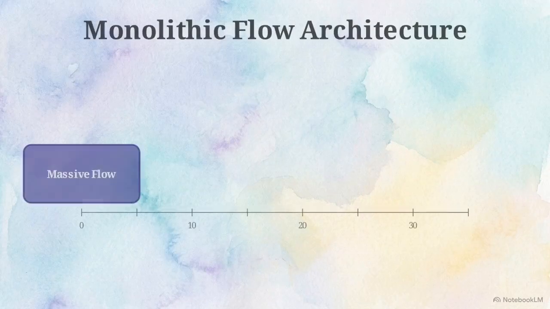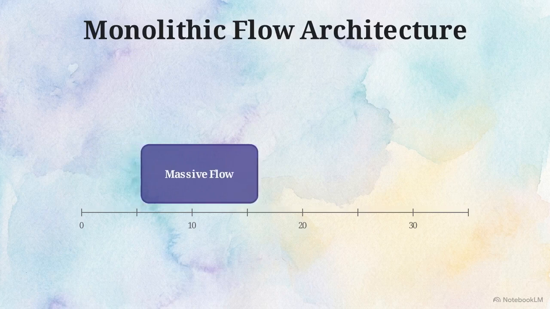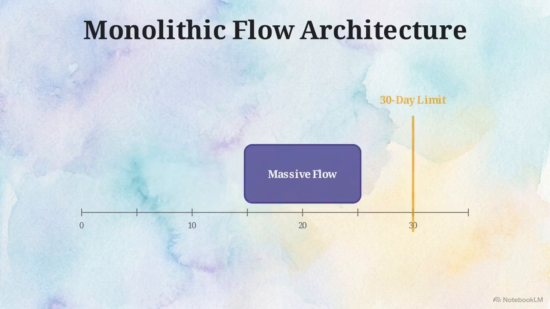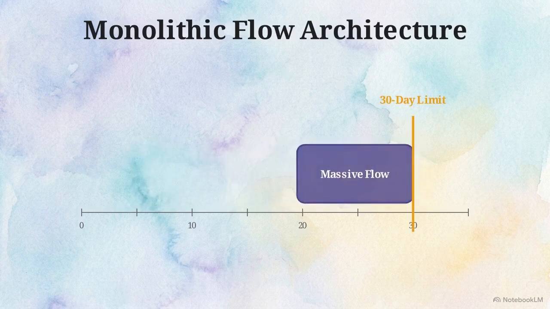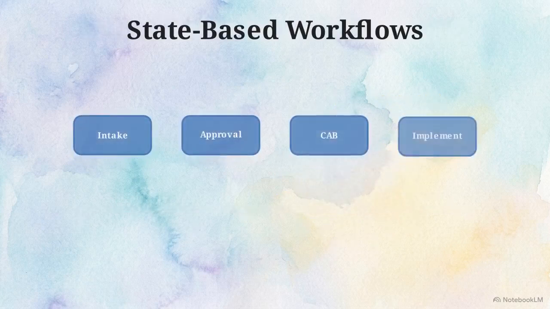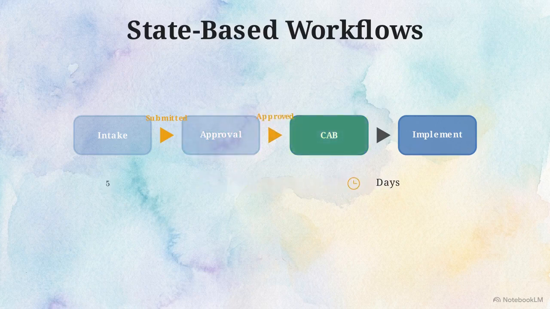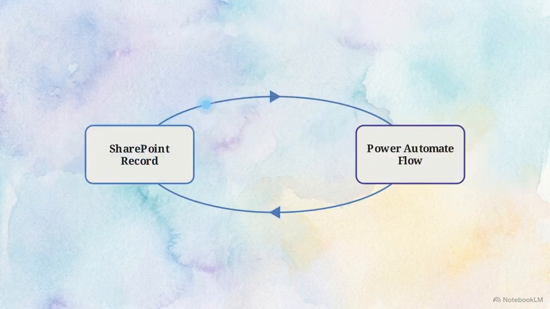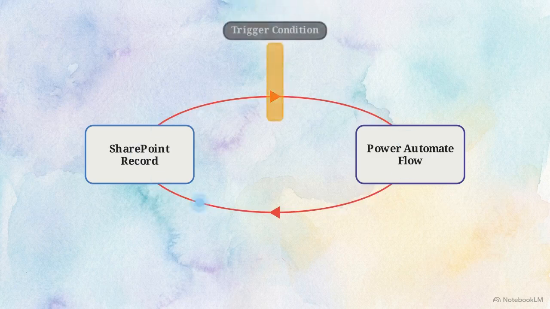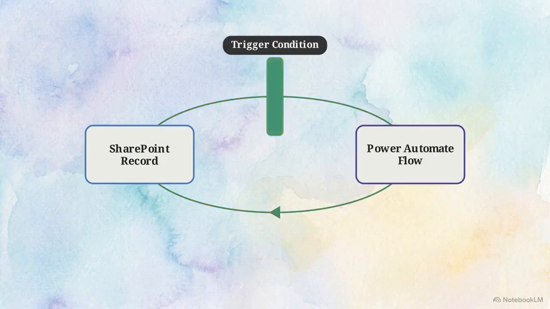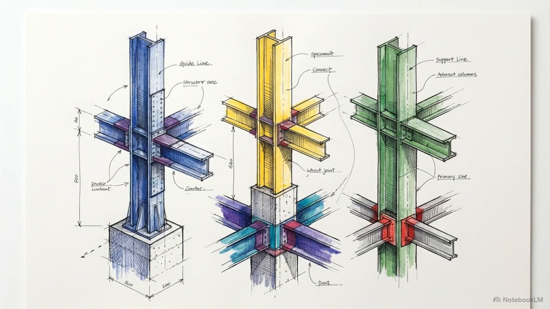But you must completely avoid the trap of building the entire change lifecycle inside a single massive Power Automate flow. A technical limitation exists. Flows waiting on approvals time out after exactly 30 days, losing data. We bypass this using state-based workflows. Instead of one long sequence, multiple independent workflows trigger sequentially only when a specific status threshold is crossed. Because these workflows update the exact same SharePoint record that triggered them, we configure precise trigger conditions to prevent catastrophic infinite loops.